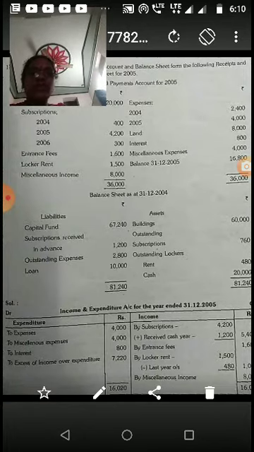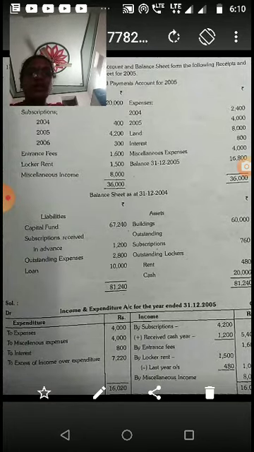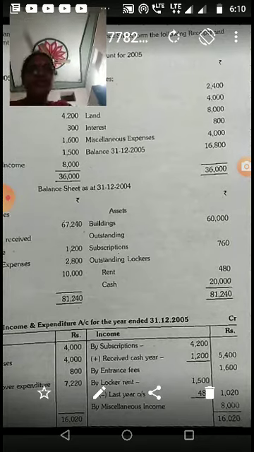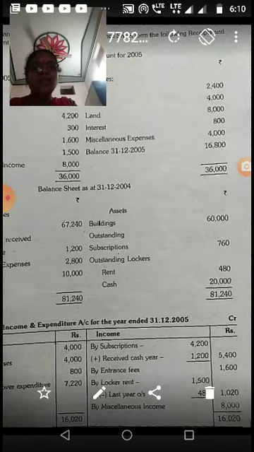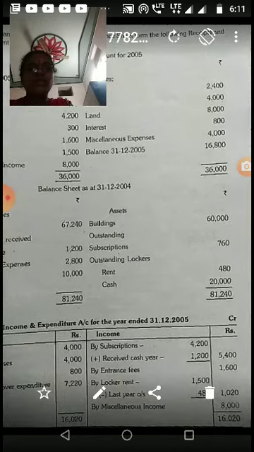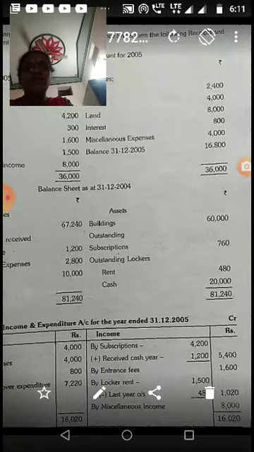First we have to prepare the income and expenditure account, that is expenditure side: to expenses, that is 4000, to miscellaneous expenses 4000, to interest that is 800. Next to income side, subscriptions 4200, so add received cash year that is 1200, the total is 5400, entrance fees 1600, locker rent is 1500 minus last year outstanding 480, that is 1020, miscellaneous income 8000, that is 16020.